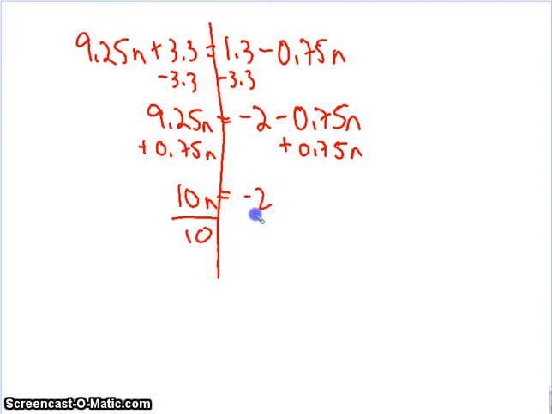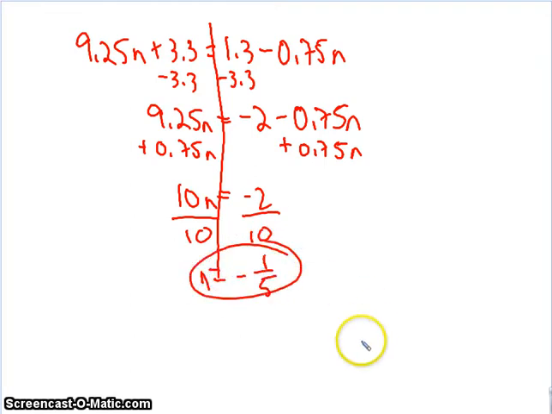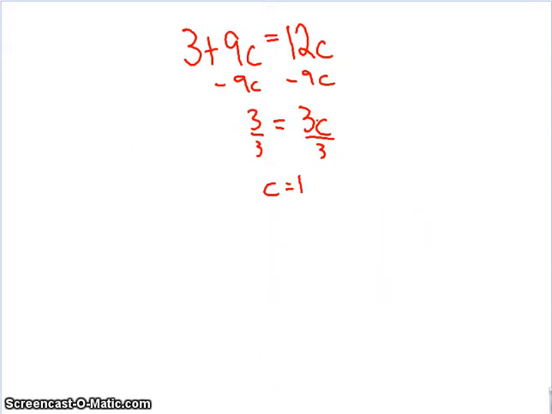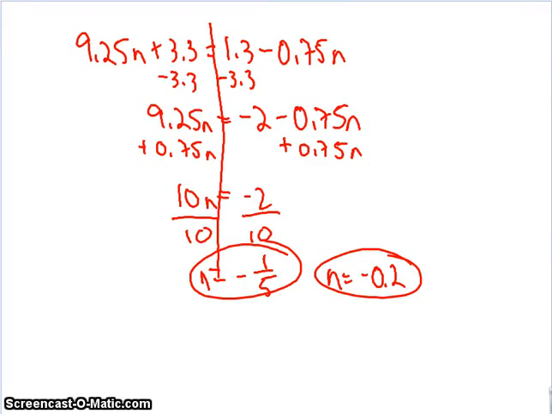What am I dividing by? I'm dividing by 10. N equals negative 1/5. Check. You can answer that as n equals negative 0.2 if you would like to as well. Your choice. Okay, let me turn. Oops, I went backwards. I didn't mean to go backwards. I went forwards. I want to add.